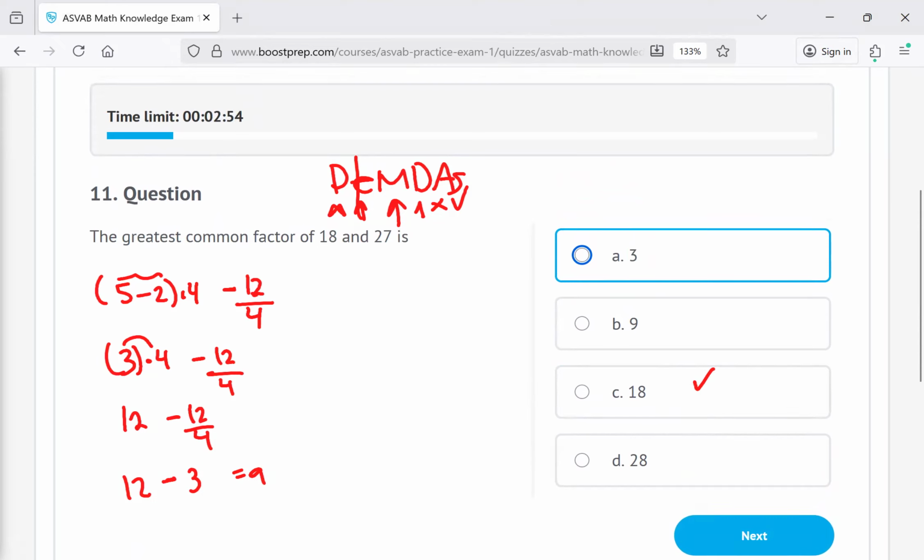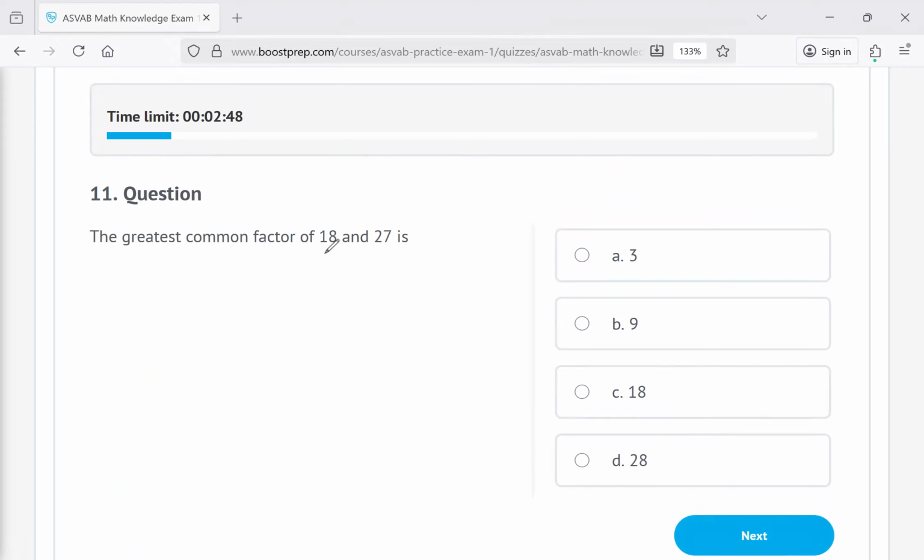Okay. What is the greatest common factor of 18 and 27? What I tell my students to find the greatest common factor, and this is not the same thing as LCD, is to think of a number that they're both divisible by, and it has to be the largest. So you don't really have to make the factor tree. You could just look at the choices.